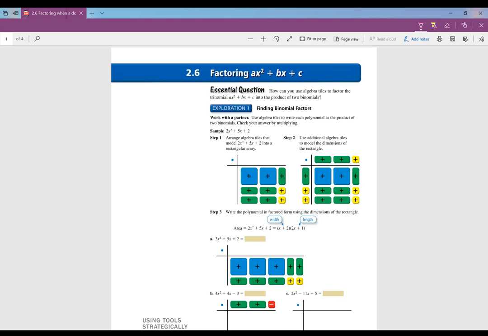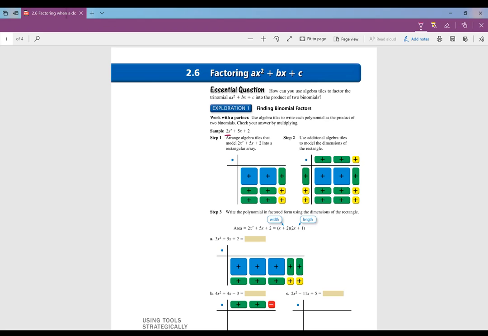All right, so in 2.6, we're going to talk about factoring ax squared plus bx plus c when a does not equal 1. So what that means is that we're going to have multiple x squareds, not just one. We might have 2, 3, 4, or a few more than that.